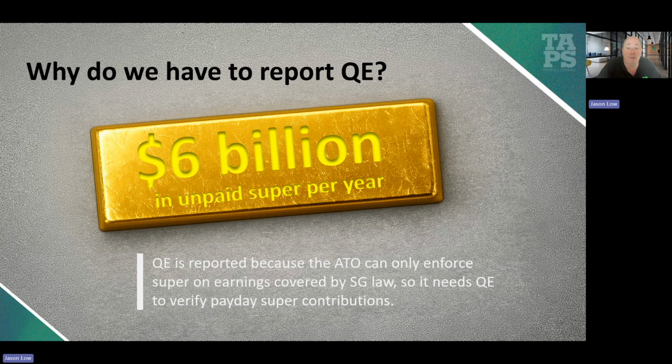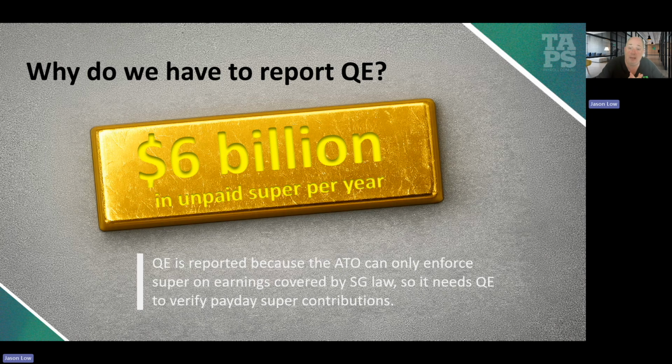But all they can enforce are the ATO obligations. So they will send you a letter saying, oh, we can see you haven't paid your ATO super. Here's how much should have been paid. If you can't prove that you have paid it, then there are going to be fines and penalties. And they will use what we have reported as the basis for calculating those fines and penalties.